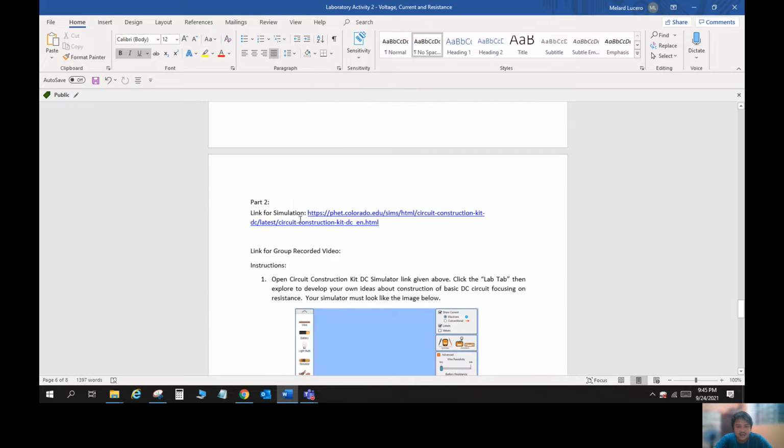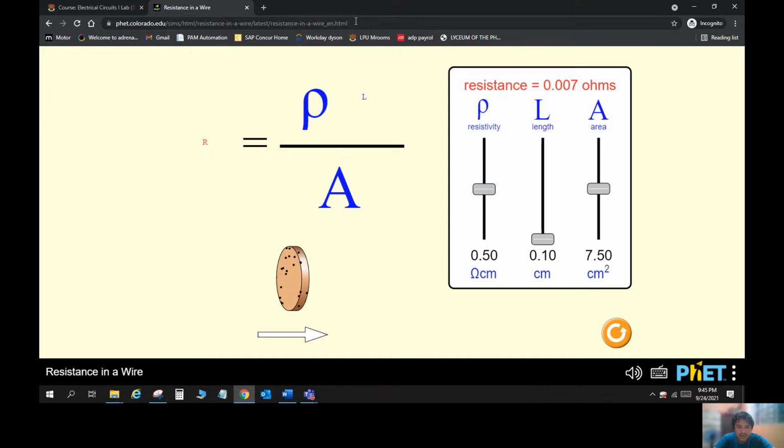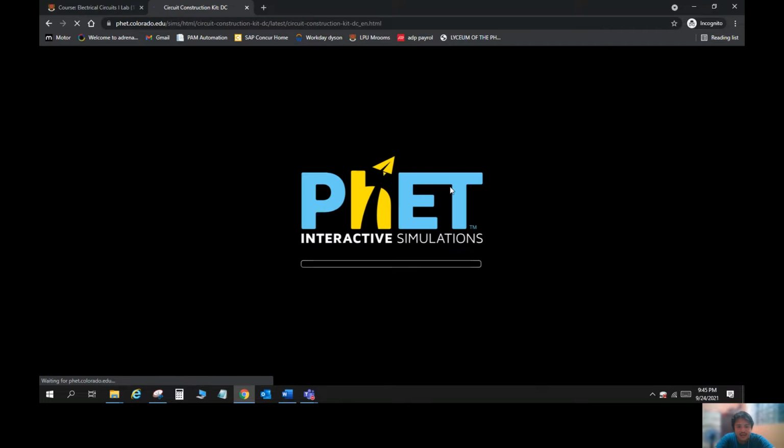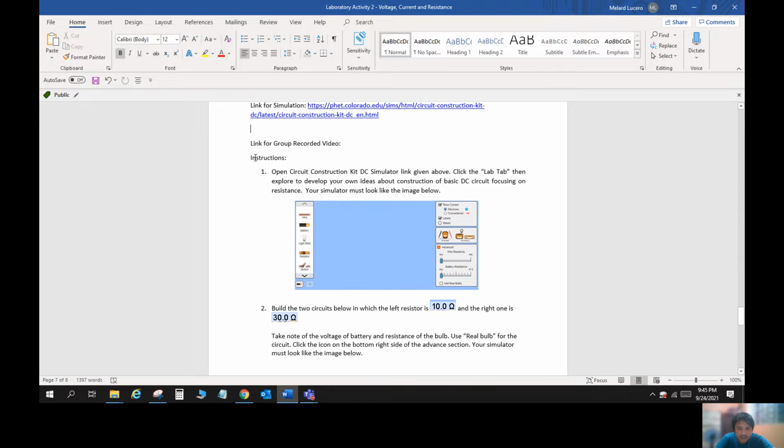Then let us go with the second part of this activity 2 and circuits 1. So let us copy this one. This is a different simulation. So we are already done with this. Okay, so this will lead us into this. Okay, so makopy na natin siya. Then this is another set of instructions.